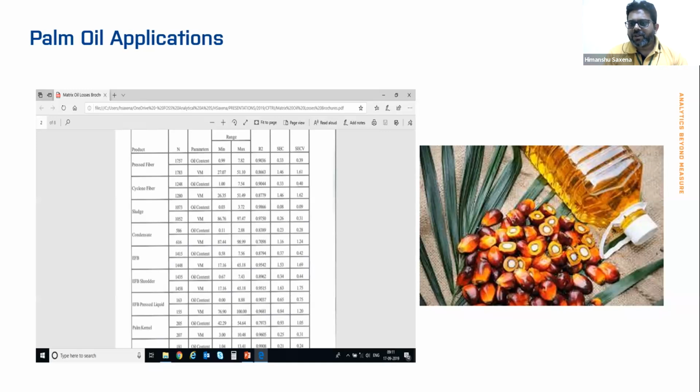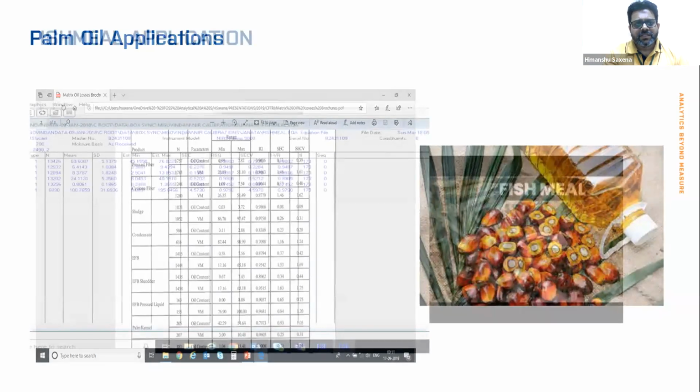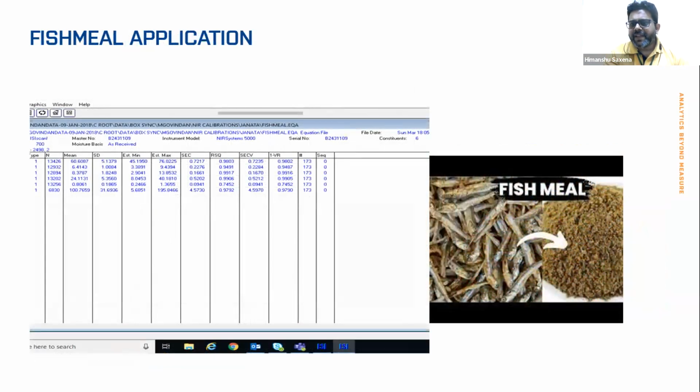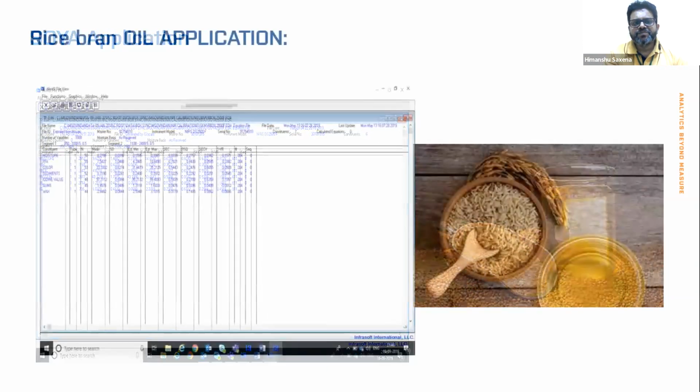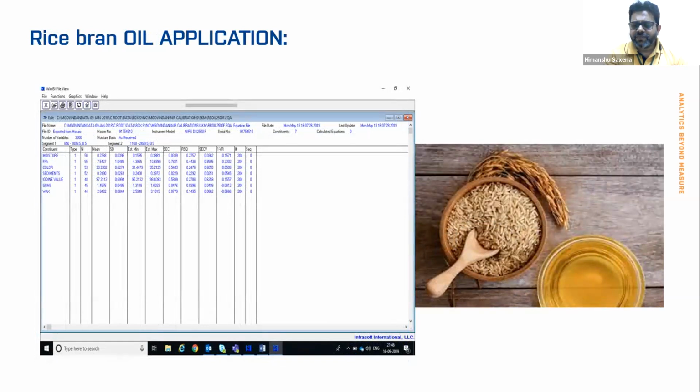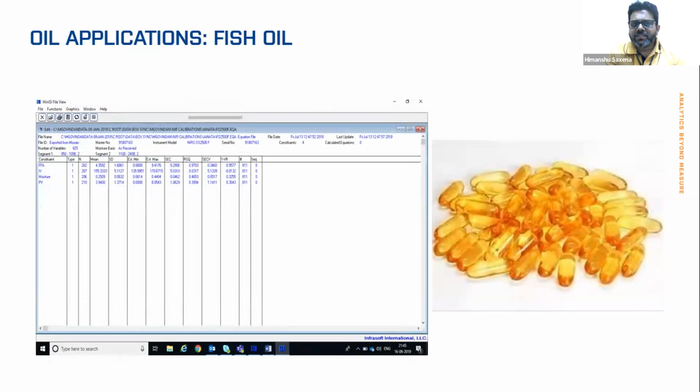There is a whole range of byproducts in this process which can all be tested using this particular model, and we have models available for that. Similarly, fish meal is another very wide application of this instrument, and here also we have models for PVB and nitrogen and similar parameters on NIR. Soya is another important application, wherein you can test the seed, you can test the DOC. Rice bran is another application with a lot of adaptability and existing references for this instrument. Fish oil is another area.